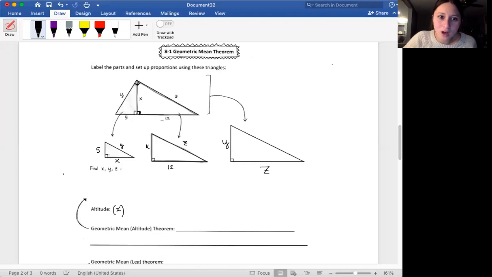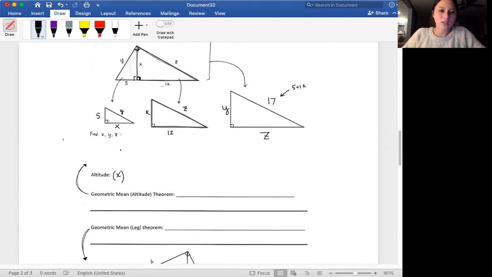And then this long side is the entire length. So how do I find this entire length? 5 and 12 together. So that would be 17, right? Which is just 5 plus 12. Okay, so we've got our proportions.